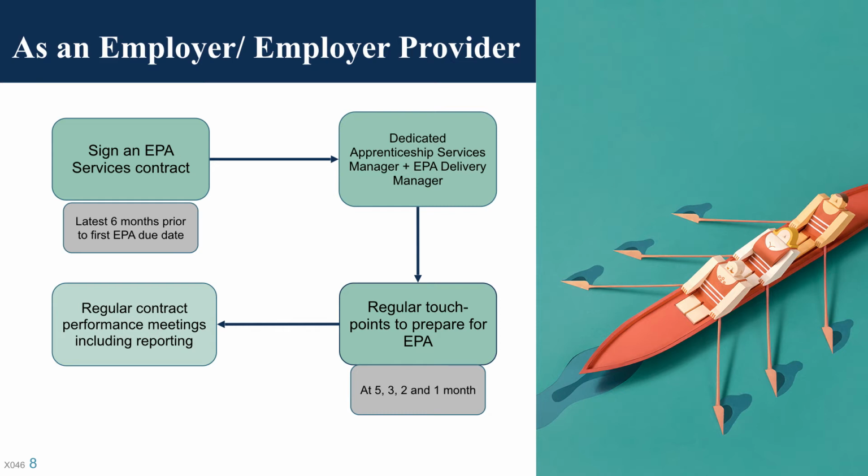It is exactly the same process in terms of what happens once they sign an EPA services contract. They get assigned again a dedicated apprenticeship services manager and a delivery manager, and again we start off with the regular touch points to prepare them for the endpoint assessment. What I have also indicated here is that we would by default put in regular contract performance and reporting meetings as part of our contract management and service delivery process. That's an added benefit for the employer and the employer provider.